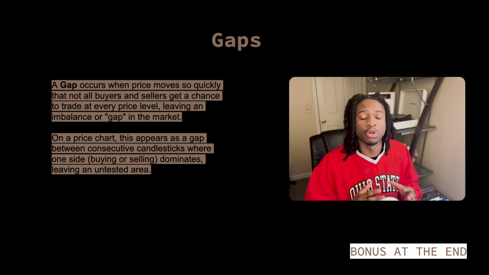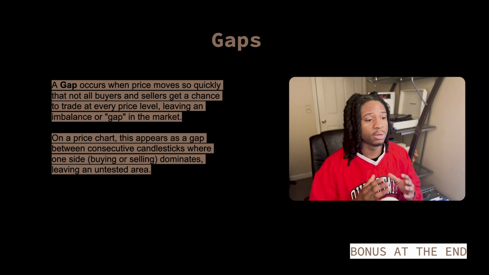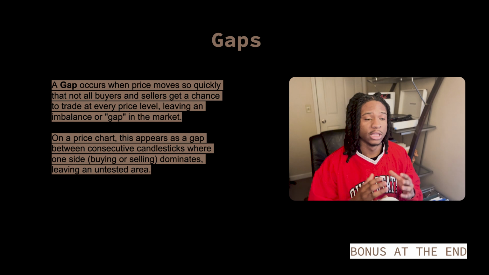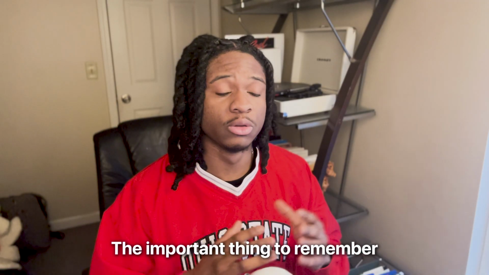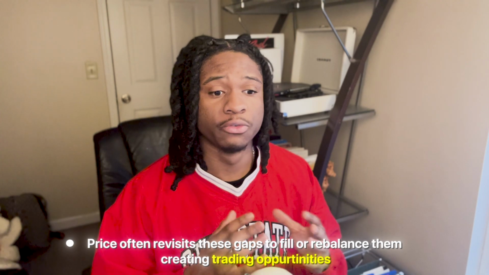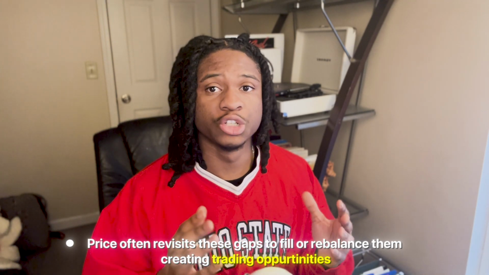A gap occurs when all buyers and sellers don't quite have a chance to get in, leaving an imbalance on the charts. On a price chart, this appears as a gap between consecutive candles where one side, buying or selling, dominates, leaving an untested area. The important thing to remember is that the markets aim for efficiency. Price often revisits these gaps to fill or rebalance them, creating trading opportunities.